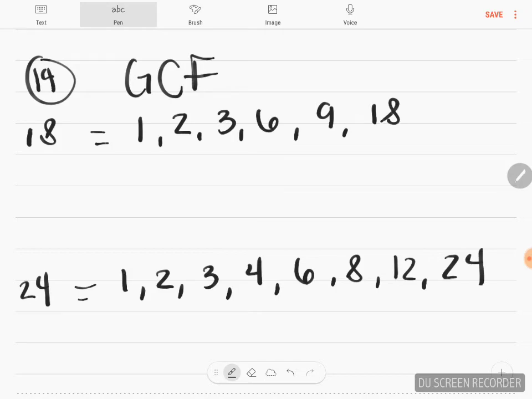What is the greatest common factor? All right, so what is the highest number that the two share? That's how I like to think of it. You know, just a nice, easy way to remember. We have least common multiple and greatest common factor. It is 6.